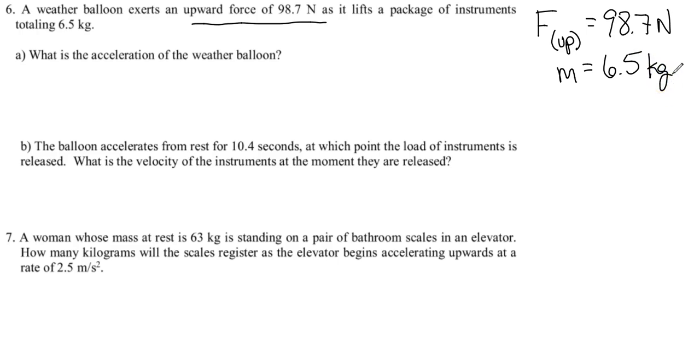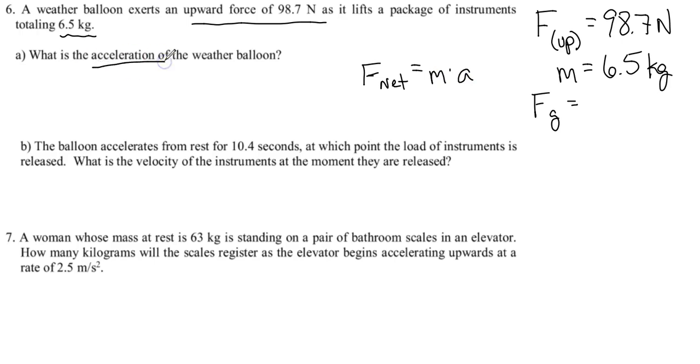For A, it says what is the acceleration of the weather balloon. What we need to be careful of here is that we've got multiple forces acting. The weather balloon is exerting an upward force of 98.7 newtons, but the mass of the package means that we are also going to have a force of gravity, which is the weight of the balloon. In order to figure out the acceleration, we need to figure out what the net force is of the balloon. So the net force is equal to mass times acceleration.